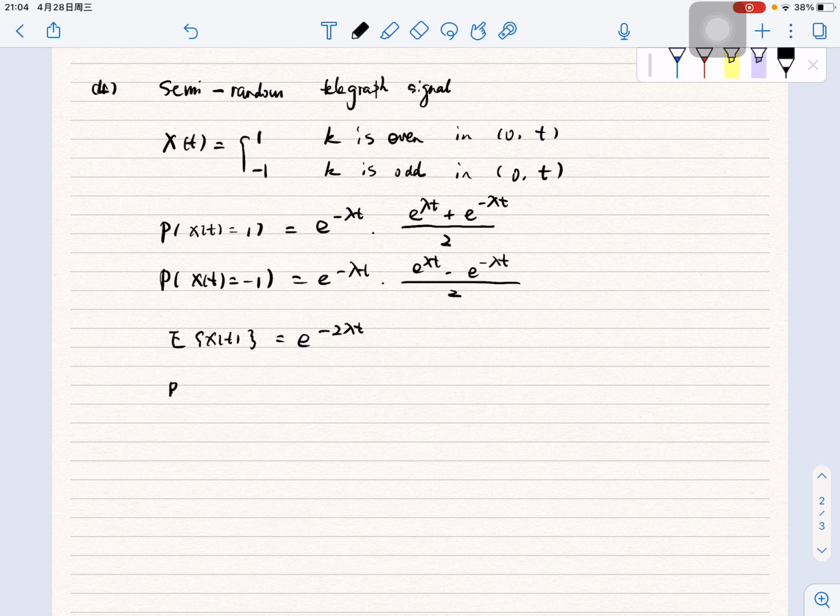Autocorrelation R(t1, t2) equals e to the minus 2 lambda times the absolute value of t1 minus t2. The autocovariance C(t1, t2) equals e to the minus 2 lambda times the absolute value of t1 minus t2, minus e to the minus 2 lambda (t1 plus t2).